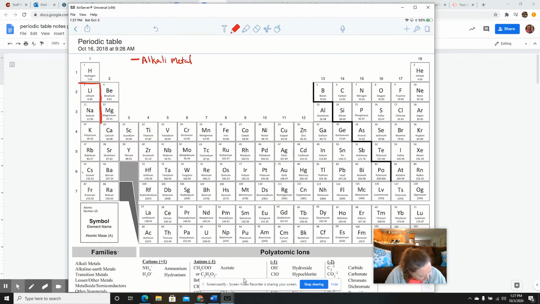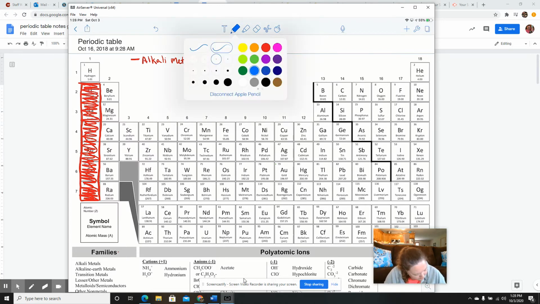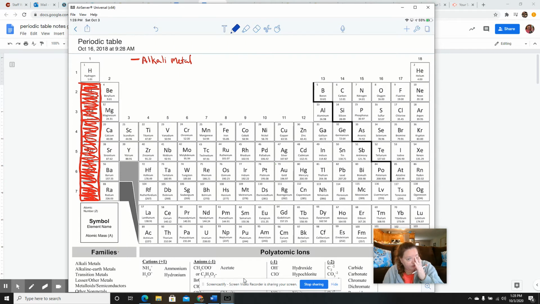And the alkali metals are column 1, but do not include hydrogen. Because again, hydrogen is in a class all by itself, but we had to put it somewhere. So we put it in column 1 because column 1 all has 1 valence electron. Okay.